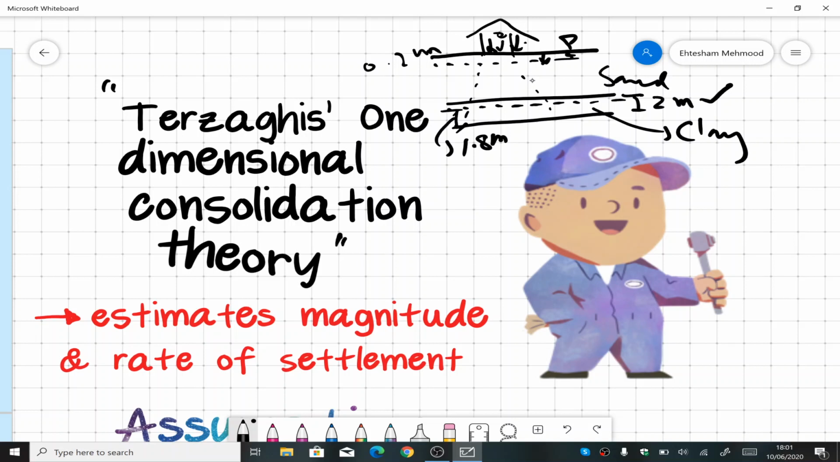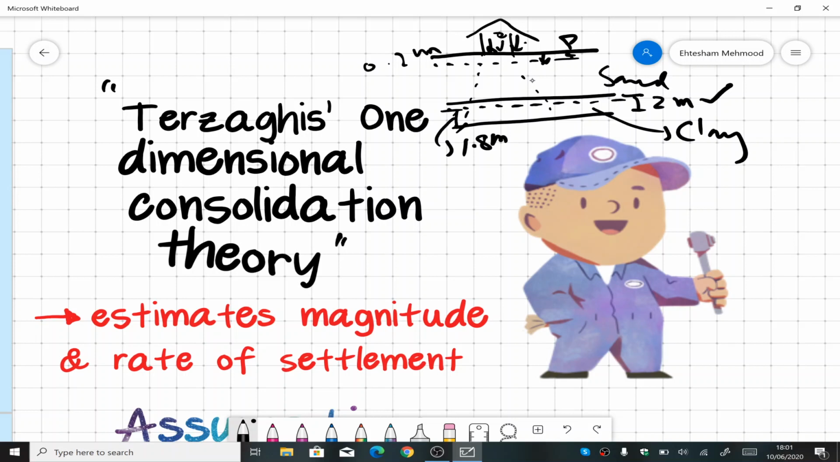So by using Terzaghi's theory, we can tell that if this is the load and this is the amount of settlement that is going to happen, then this much settlement is going to happen in 7 months, maybe, or 25 years, or maybe 10 years. All this could be estimated by Terzaghi's one-dimensional consolidation theory.